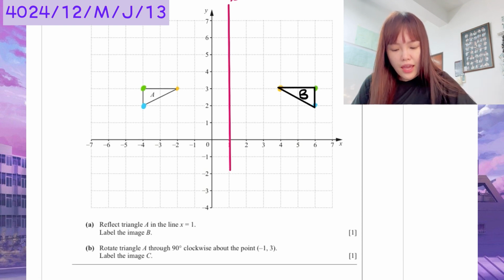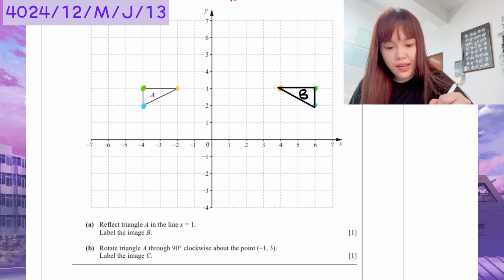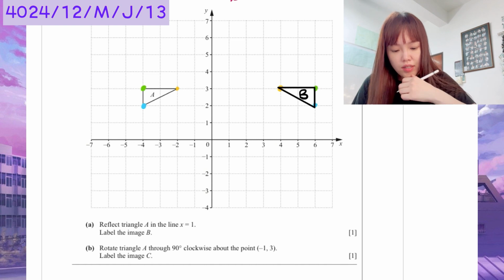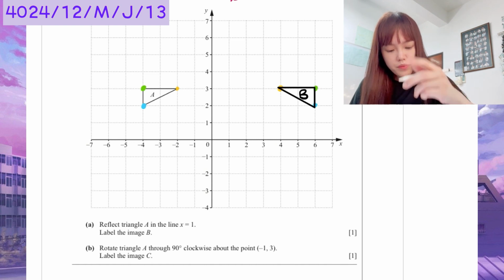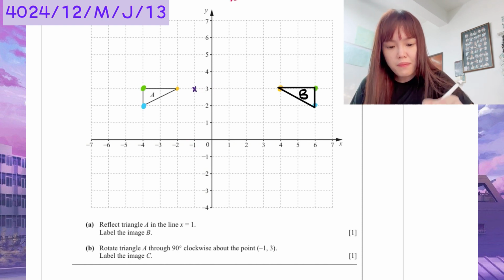Now we rotate A through 90 degrees clockwise about the point -1, 3. So I need to erase. I don't need this line. The point is at -1, 3, which is here. Look at the x first, then look at the y. -1, 3 is there.